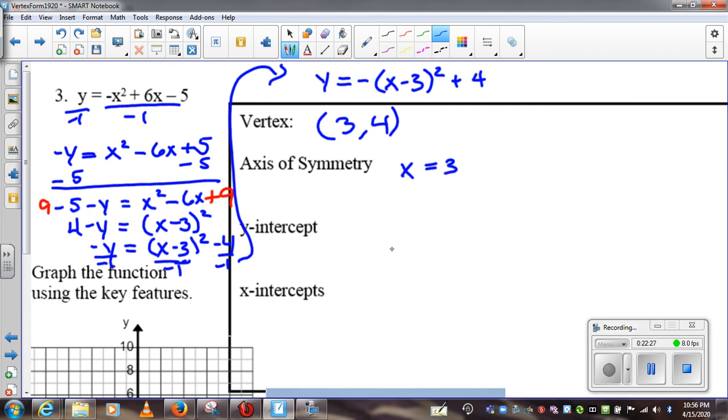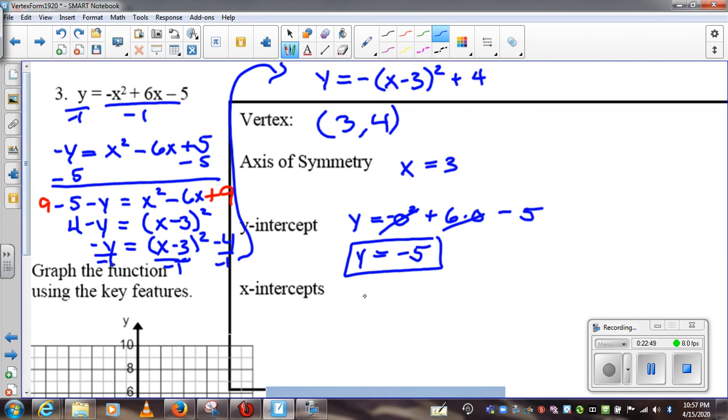Your y-intercept, now the cool thing about this is I actually have both equations, so I think I'm going to use this one. And I'm going to put 0 into the original because I think it's a little bit easier. So essentially that's 0, so your y value is negative 5. And your x-intercepts, I think I'm going to use this equation. I'm going to put 0 in for my y value.